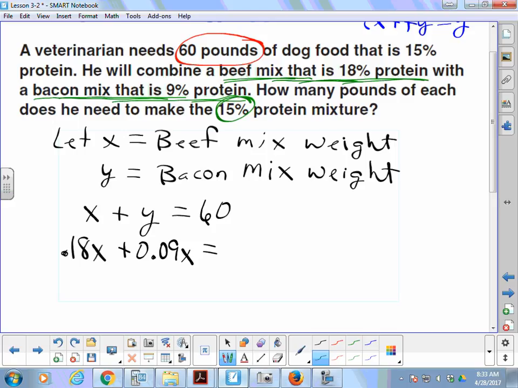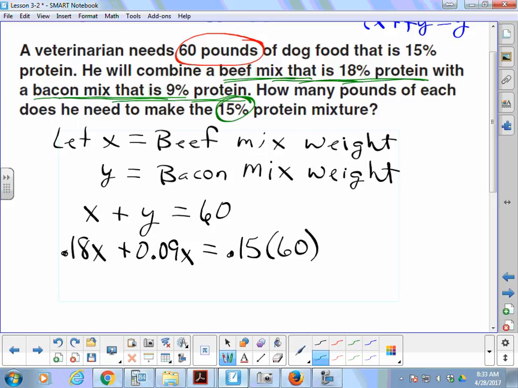Now the key to remember is that with the final mixture, only 15% of that is going to be protein. Well, 15% of what is going to be protein? Yep, 15% of the 60 pounds. So I used all of this first equation, just with the different values there.